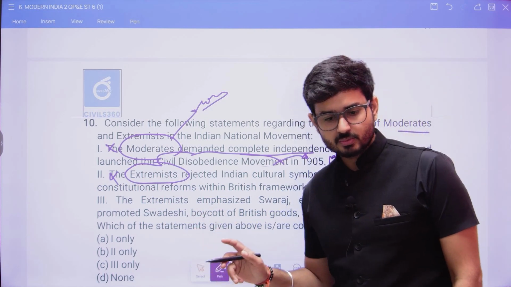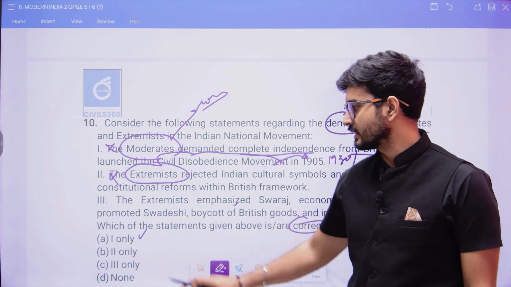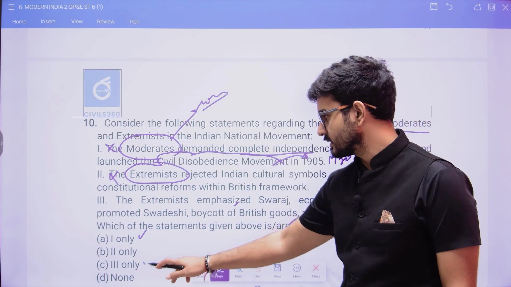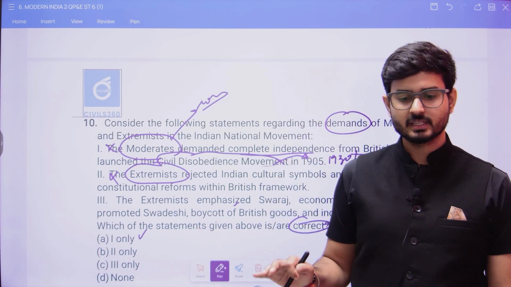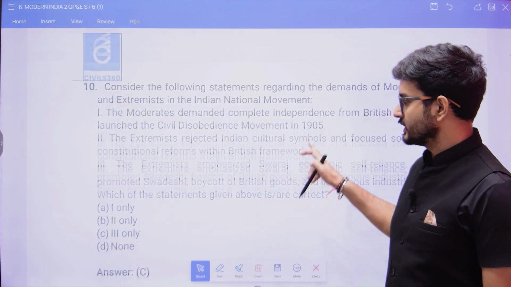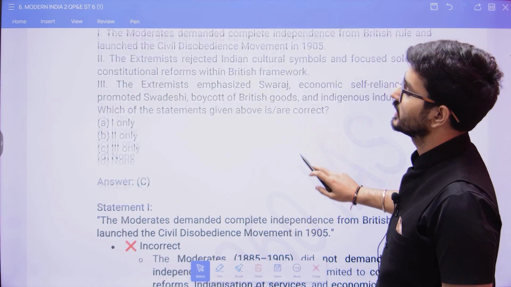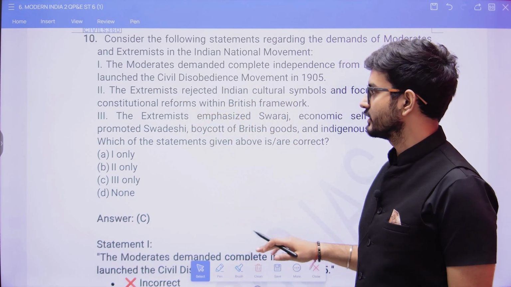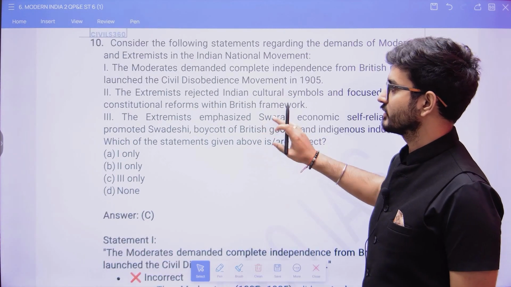So what we can understand is that the third statement is correct. Which of the following is correct? Only one, that is the third statement, 3 only, sorry. No, sorry, only one statement is correct. How many statements are correct? Only one statement is correct. So the option is A. Which statement is correct? It is the third statement. So from this we understand that only one statement was correct.